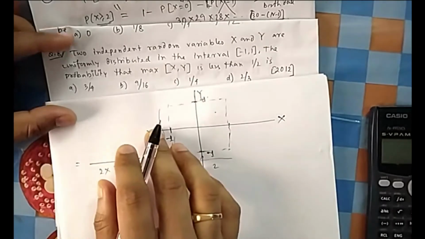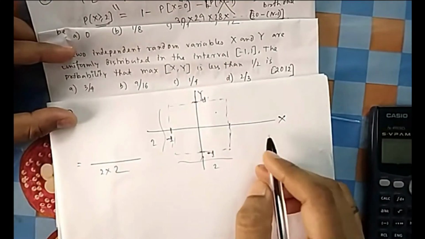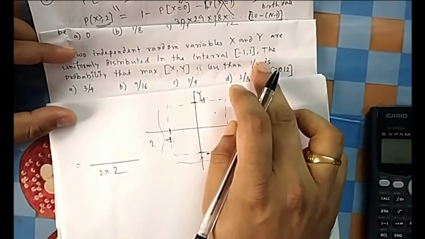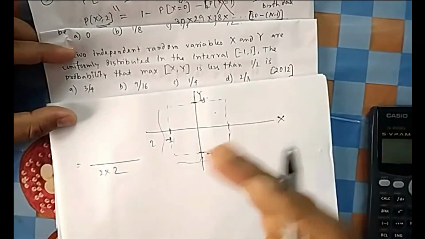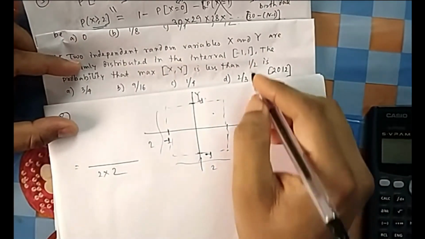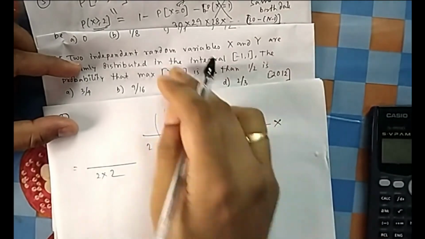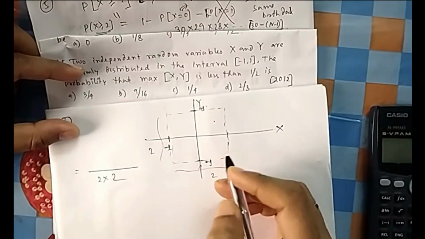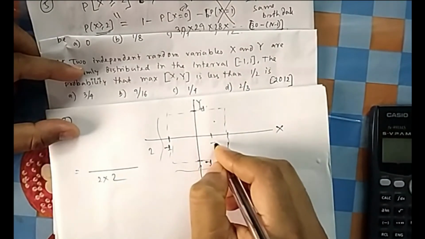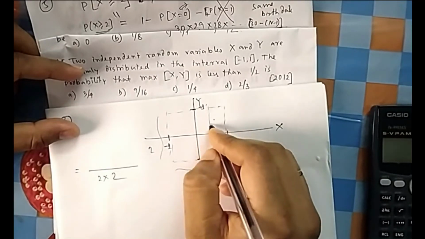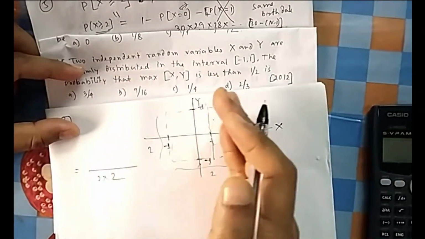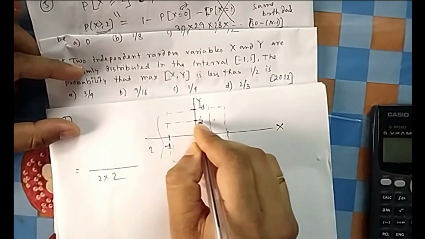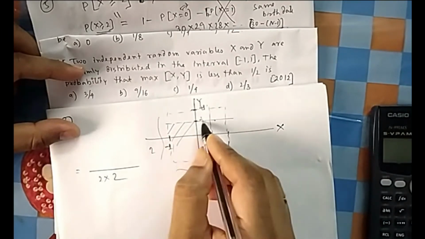But what they are asking is the probability that the maximum of x and y, max of x and y means whichever of x and y is the maximum, should be less than half. That means x should always be less than half, and y also, neither can go beyond half. Max of x and y means the maximum value between these two should be at most half. So x cannot go beyond half, and y cannot go beyond half. So half is somewhere here. Your x cannot go beyond here, so you cannot go in this area. And y is also limited by half, so the height also you cannot go into this area. So your area is now this one.